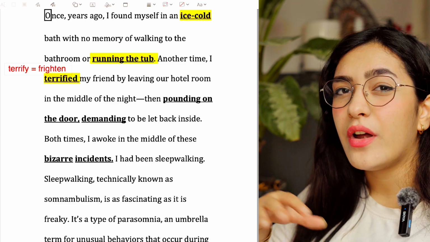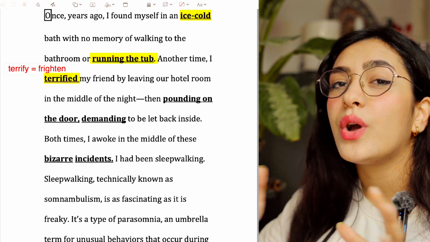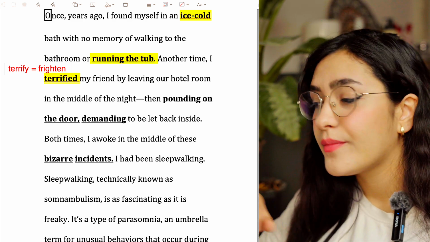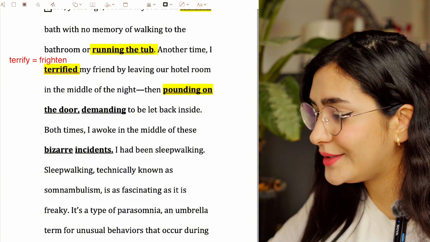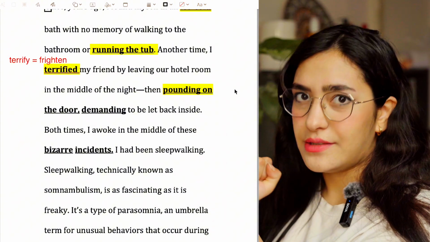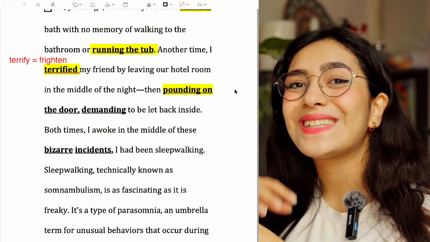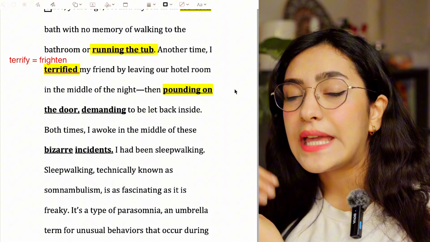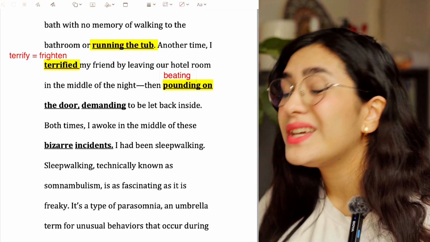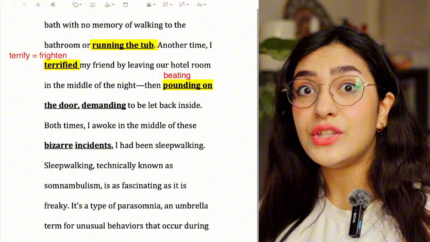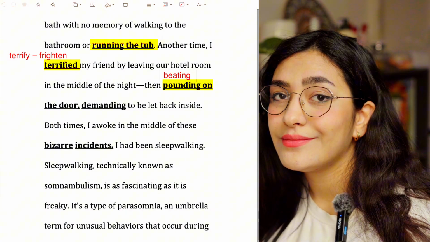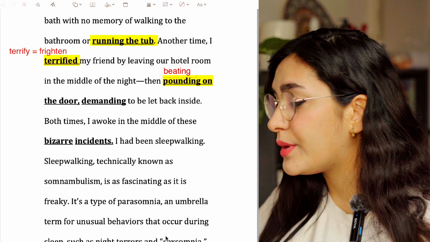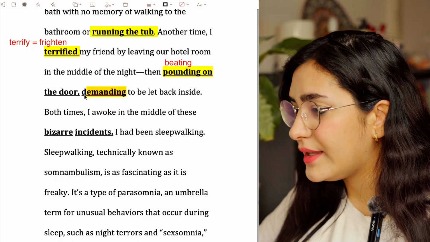Audience here we are referring to people who are watching that movie. Audience. Pounding on. I'm pounding on my hand right now. So pounding on means hitting repeatedly. He was pounding on the door, desperate to get inside. Hitting repeatedly.